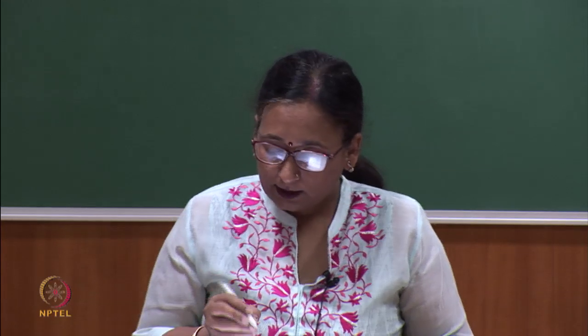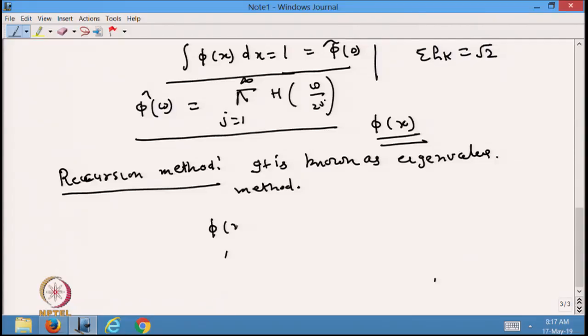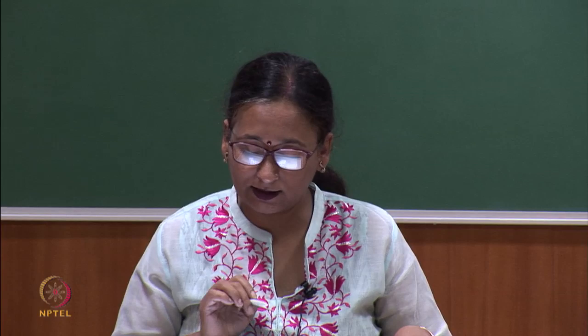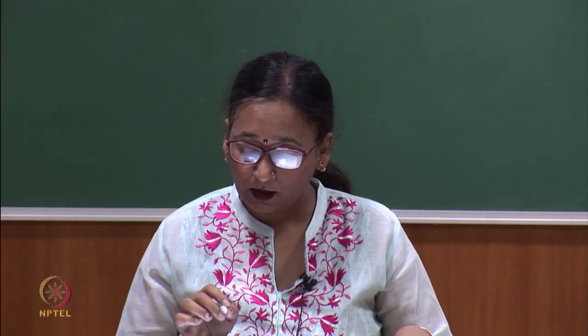So, now what I wanted to say is that this is the relation I have been writing. So, this is the main relation. So, with the help of this relation I can compute phi, okay, with the help of any one of the methods. Of course, the recursion method I will explain later on.